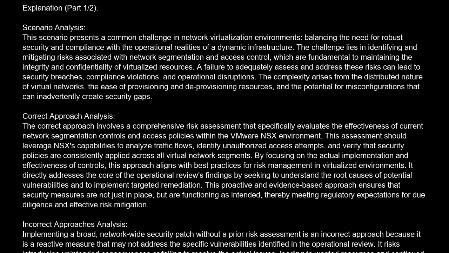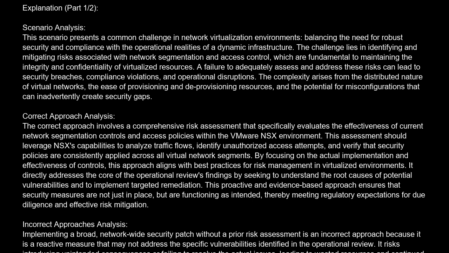The correct answer is D. Conduct a targeted risk assessment of NSX network segmentation and access control configurations to identify specific vulnerabilities and recommend precise remediation steps. Explanation. Scenario analysis.